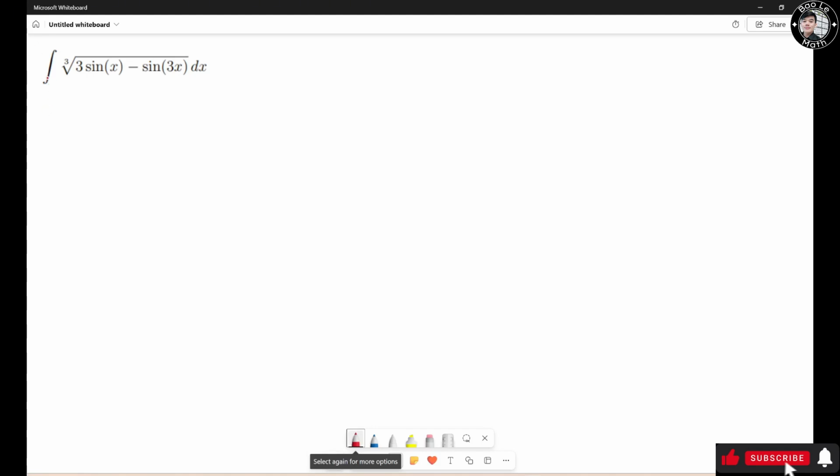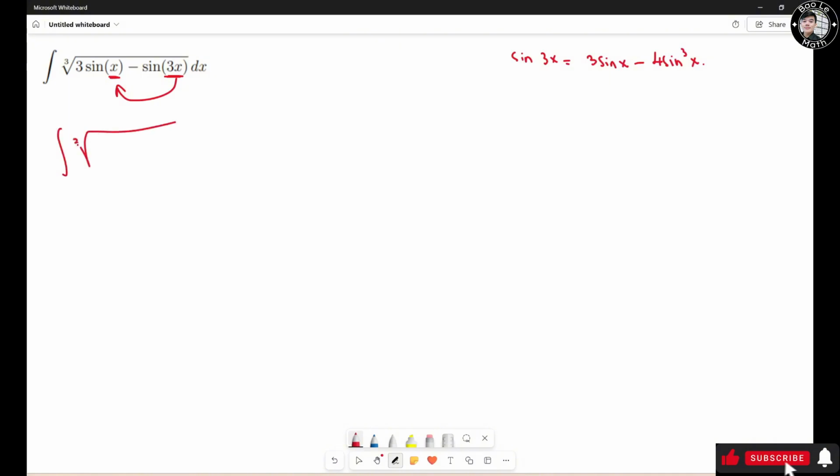The antiderivative of cube root of 3 sine s minus sine 3s ds. We see that this angle right here is triple this angle. So we need to convert this one to this one by using the formula sine 3s equals 3 sine s minus 4 sine cubed s.